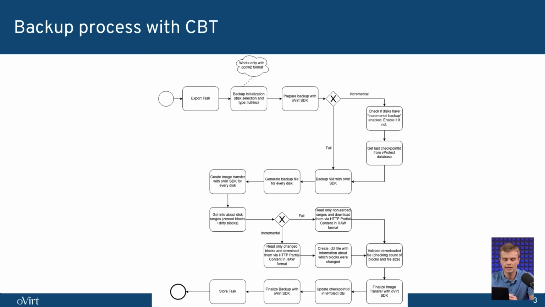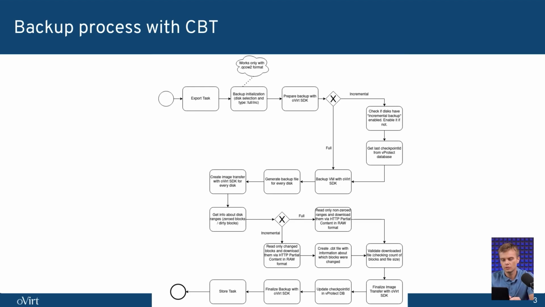Then we create a backup file for every disk and grab the data over the SDK, including the zero ranges as well. And if it's incremental, we also record the information about the blocks that have changed. So the list allows us later to merge the blocks properly and validate that we have grabbed blocks within the ranges, if for some reason they are reported wrongly. We are going to read from HTTP in both cases.